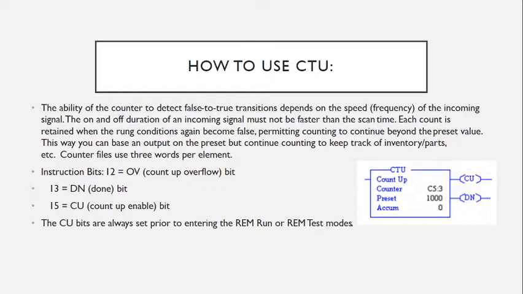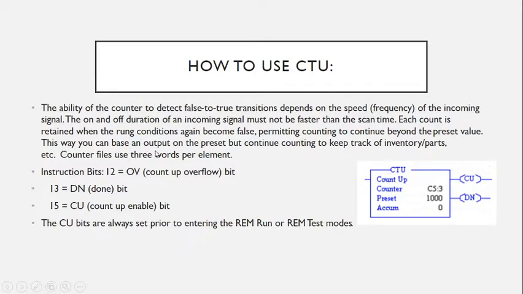So we might consider how fast or how quick that transition from false to true, from 0 to 1, is happening. If it is too quick, our counter might not give a very accurate result. So the on and off duration of an incoming signal must not be faster than the scan time. This is exactly what I explained. Each count is retained when the rung condition again becomes false, permitting counting to continue beyond the preset value.